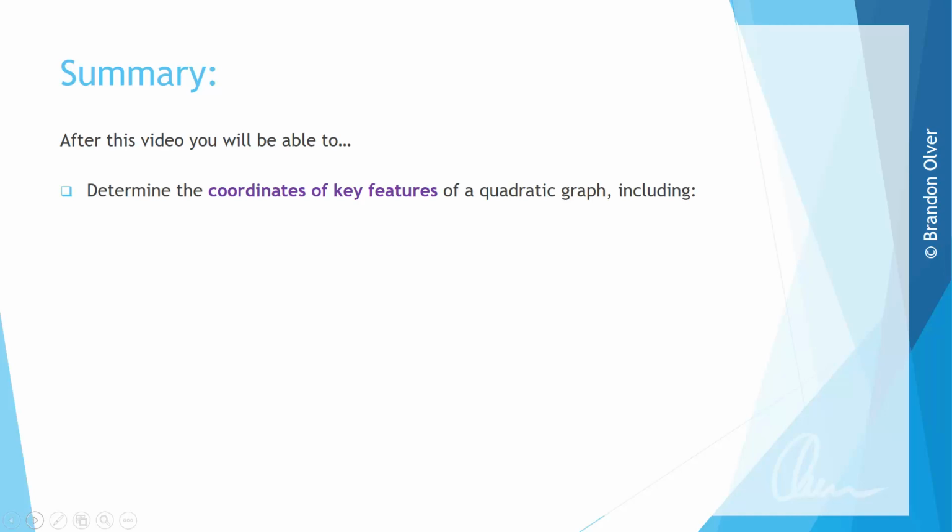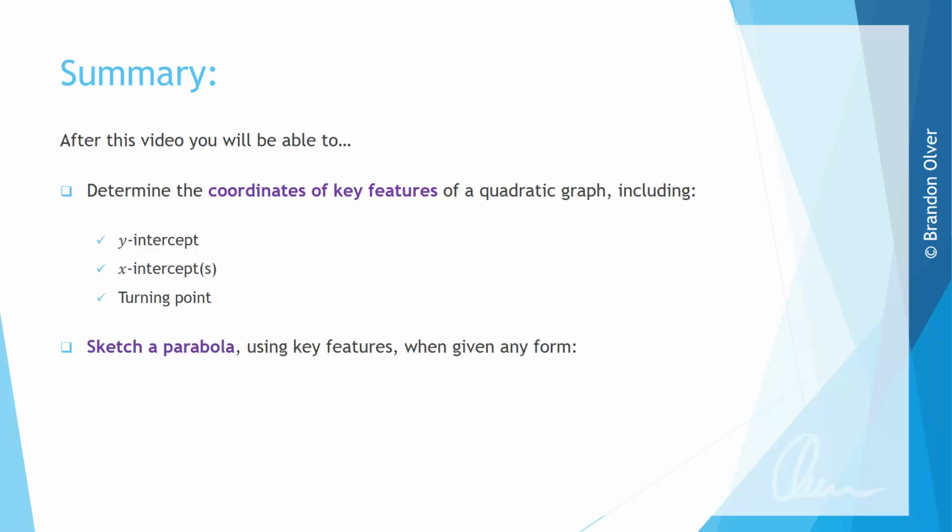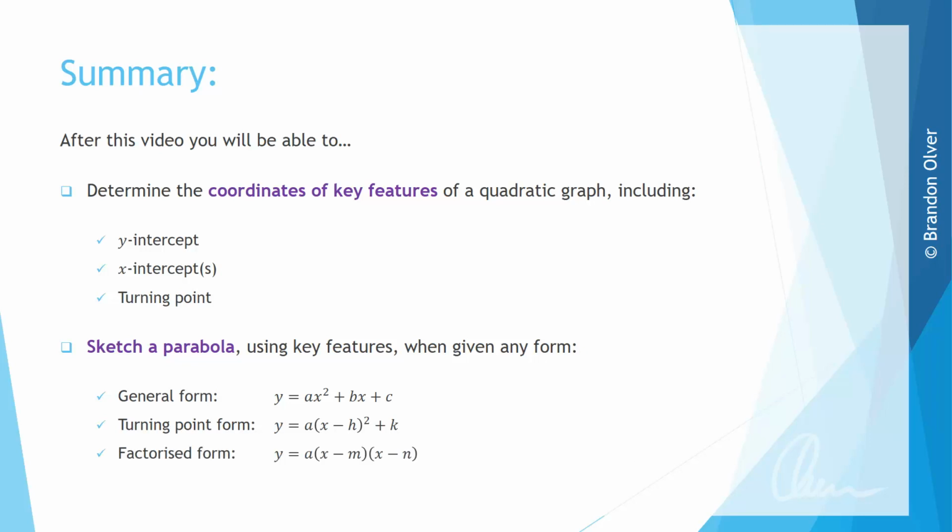So after this video, you should be able to determine the coordinates of key features of a quadratic graph, and those key features include the y-intercept, the x-intercept or intercepts if they exist, and the turning point of the parabola. And you should be able to sketch a parabola from the key features you've found from any given form of the quadratic. So that means you could be given general form, which examples A and B covered. You could be in turning point form, which were our second two examples C and D, or it could be given in factorised form, which was our final two examples.